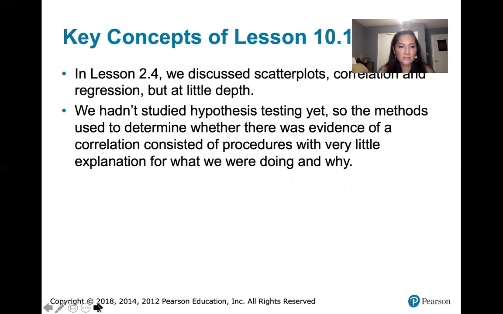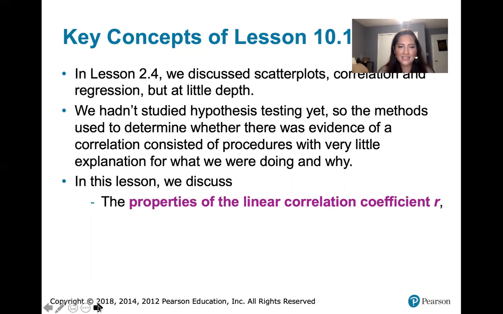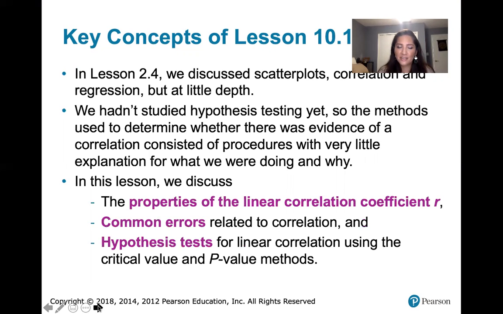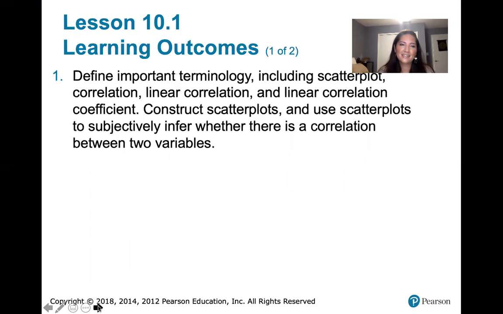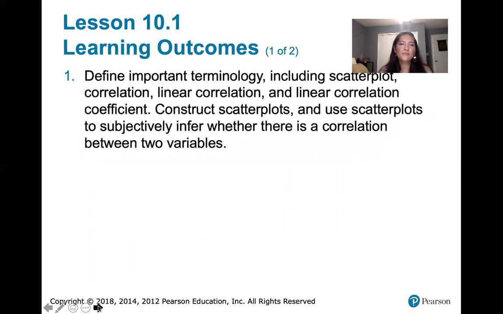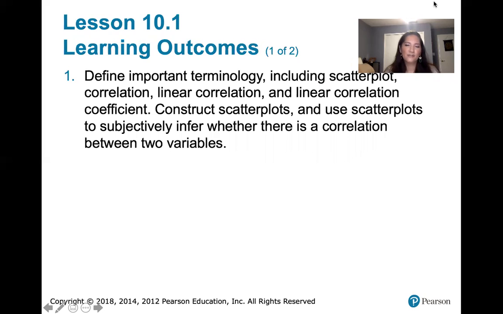like z-scores. In this lesson, in particular, we're going to discuss the properties of the linear correlation coefficient R, common errors related to correlation, and hypothesis tests for linear correlation using the critical value method and the p-value method. Here are lesson outcomes. First, we're going to define important terminology, including scatter plot, correlation, and linear correlation coefficient.